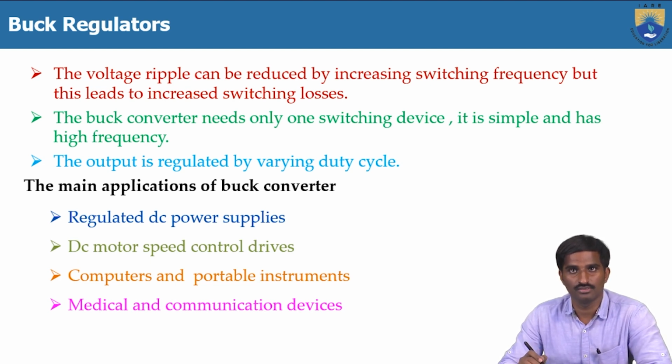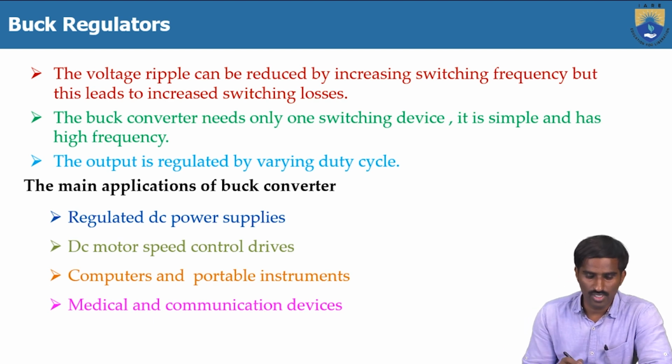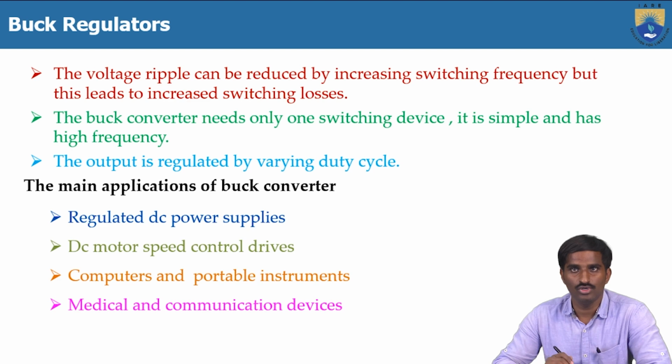Then similarly, some other points that I would like to mention for this buck converter. Actually, in the buck converter, there is a problem that we will get the voltage ripples, and the voltage ripples can be reduced by increasing the switching frequency. But by increasing the switching frequency, the switching losses may increase. So that is one of the drawbacks in the buck regulator.